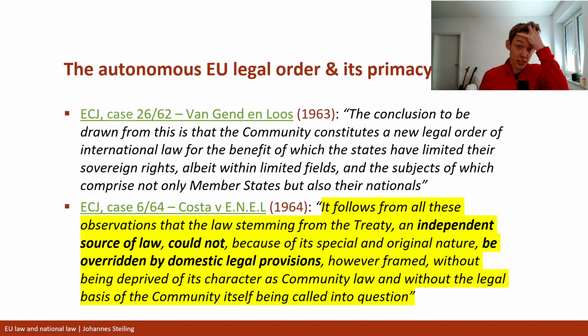So what the ECJ is saying here is, well, we have the treaties, and the law stemming from the treaties, which might not only be the treaties, but also secondary law acts, like regulations and directives. These cannot be overridden by domestic legal provisions. So we can't apply lex posterior, because what would happen, and from the ECJ perspective this makes a lot of sense, what would happen if we just allowed states to apply subsequent legal provisions in national law?